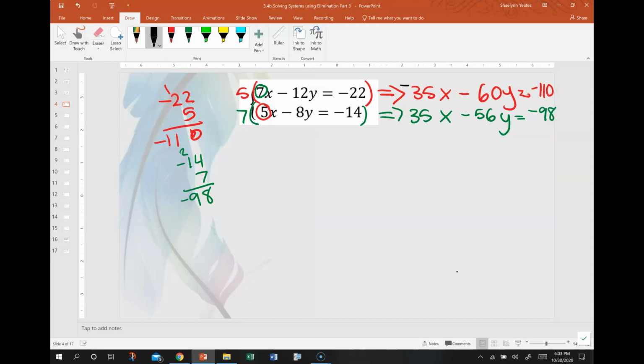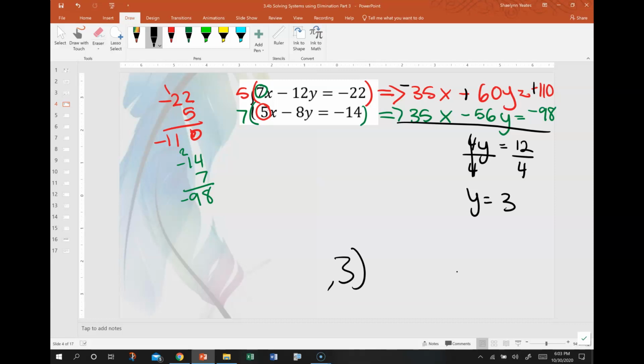I want a 0, not 70x. So I'm going to change all the signs on the top equation. I just picked one randomly. It's up to you, whichever one you want to do. So now I've got negative 35 plus 35 is 0. Now I've got 60 minus 56, and that's 4y. Then I have negative 110 minus 98, and that's going to equal negative 208, wait, that's going to equal 12. So now I divide both sides by 4, and I end up with y equals 3.